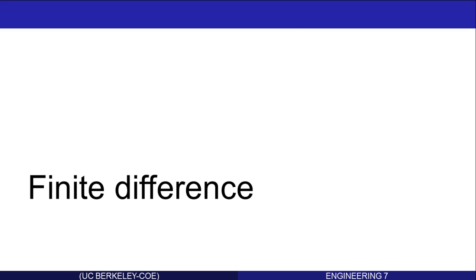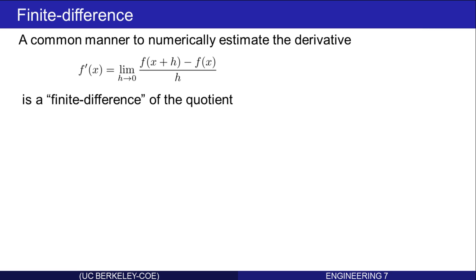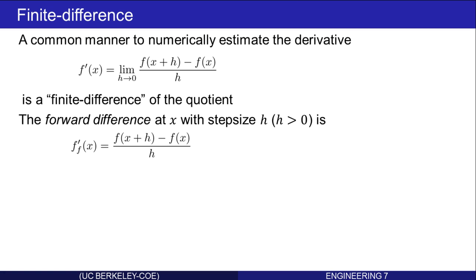Now let's introduce the finite difference approach to calculating derivatives. A common manner to numerically estimate the derivative is called a finite difference quotient. The forward difference at x with step size h is denoted f prime f, for forward, and it's f of x plus h minus f of x over h, where h is some fixed number. So it's the quotient of the normal derivative but without the limit.